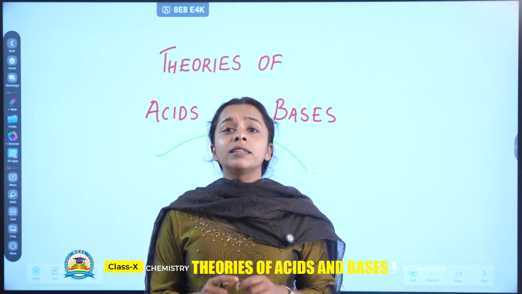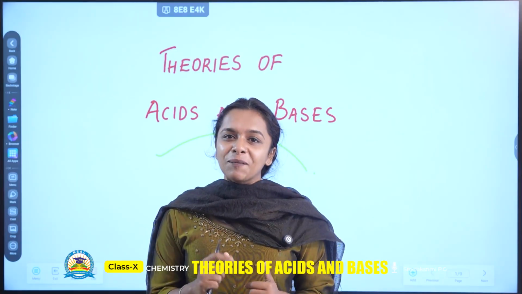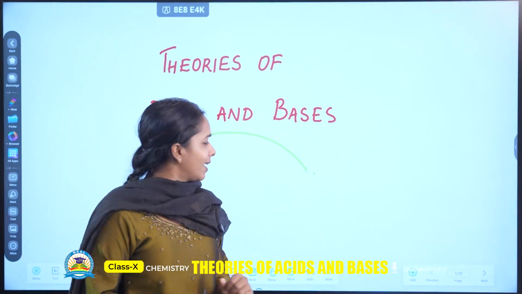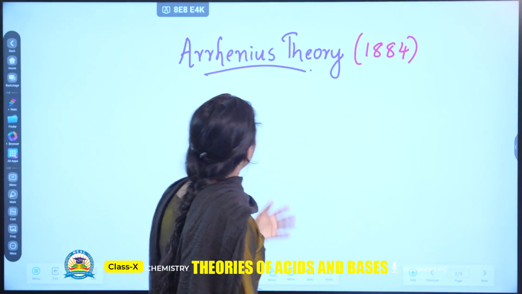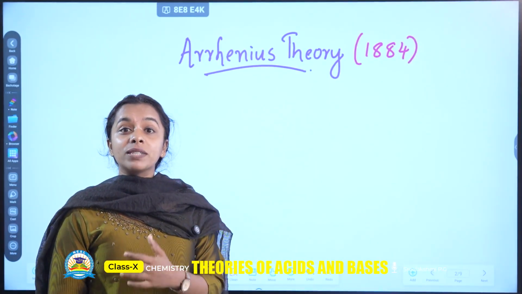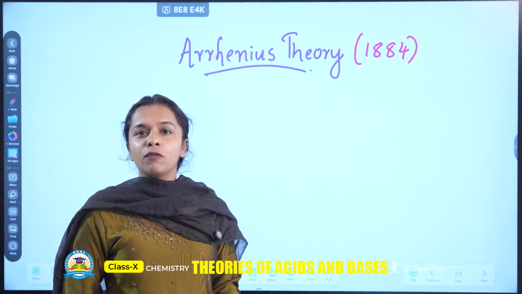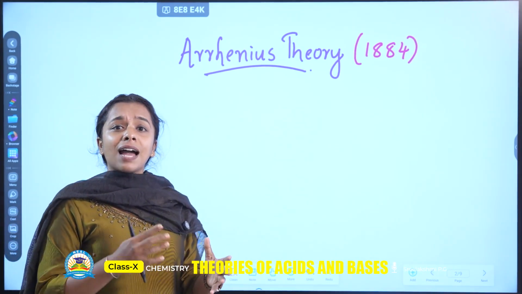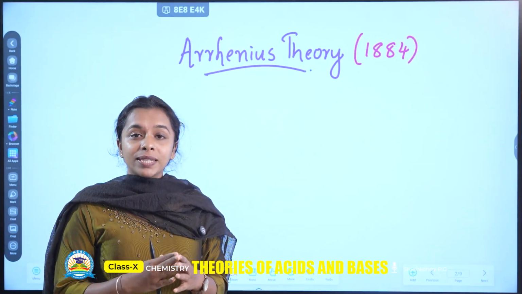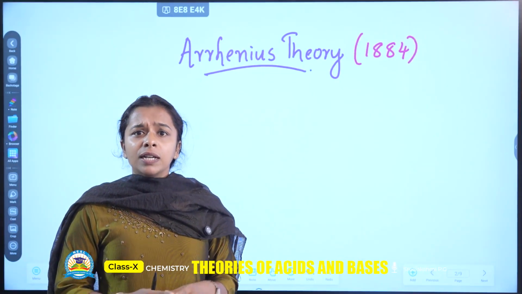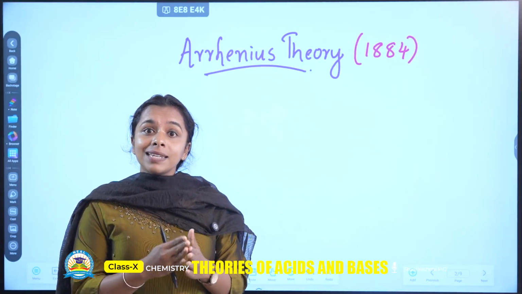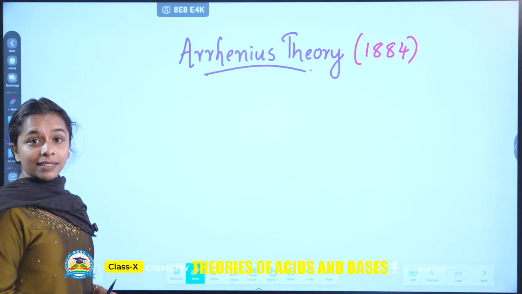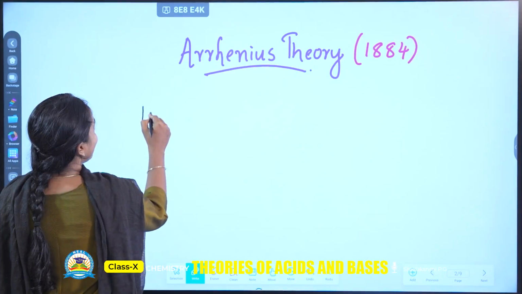Now we will discuss the theories regarding acids and bases. So here you are going to study three theories of acids and bases. The first one is Arrhenius theory. Okay, so Arrhenius theory was introduced in the year 1884. It was given by Arrhenius. So according to this theory, acids and bases can be explained using the ionization property. Okay, so according to Arrhenius, acids and bases have what? Ionization property.